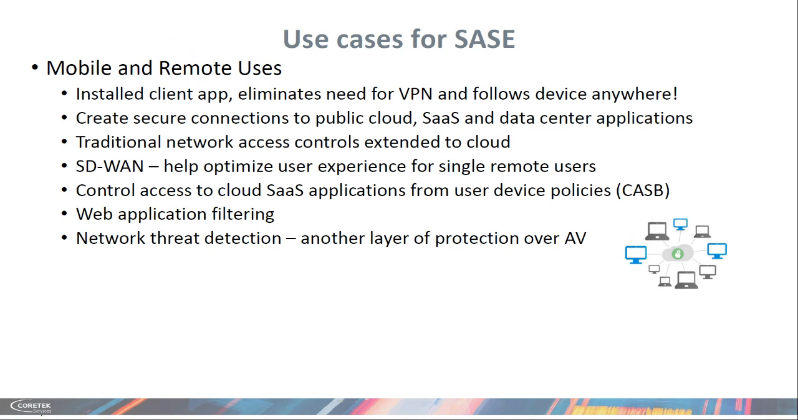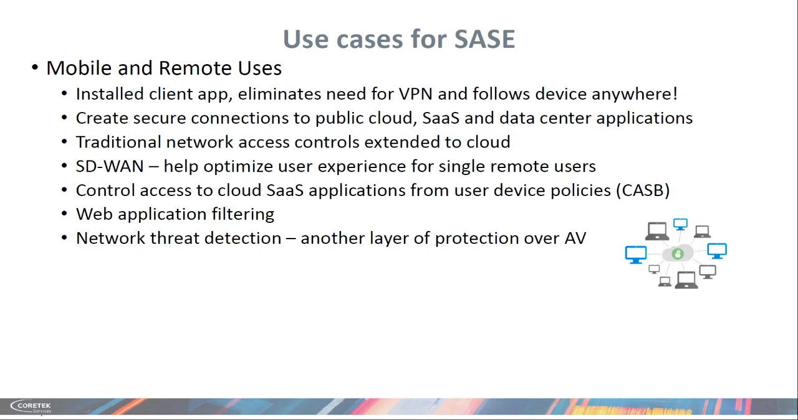You've got a lot of use cases for mobile and remote where you're installing literally a client app on each and every user's machine. By doing so, you're really eliminating the need for a VPN connection. The app itself is going to take care of encapsulating any of that traffic and making sure that it's sent securely. And more importantly, we follow that device anywhere it's located.